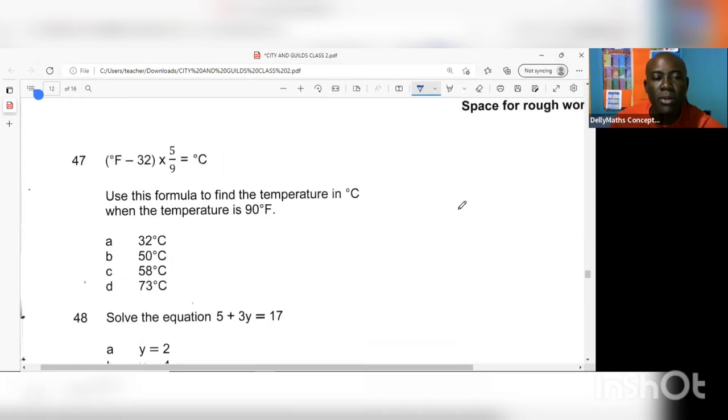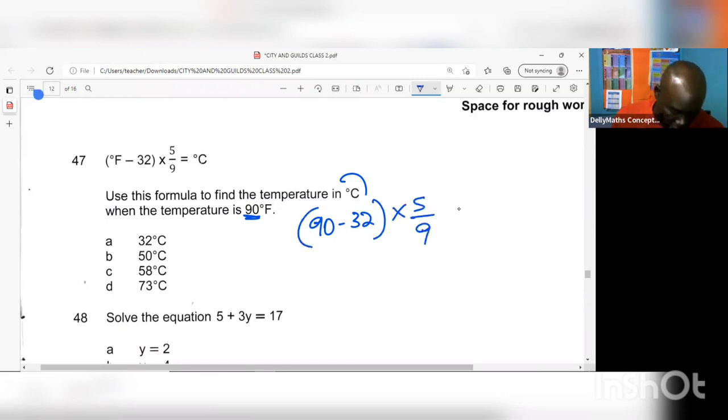All right, so let's go here. We're converting, so using the formula to find the degrees in Celsius, when the temperature is 90, this looks like 32 already, room temperature. But let's go. We're going to substitute. So the 90 is F, so it's going to go where the F is. So we're talking about 90 minus 32, and you're going to multiply that by 5/9. So the 90 minus 32 is going to give us about 58. So this is 58 times 5. Then we divide that by 9.